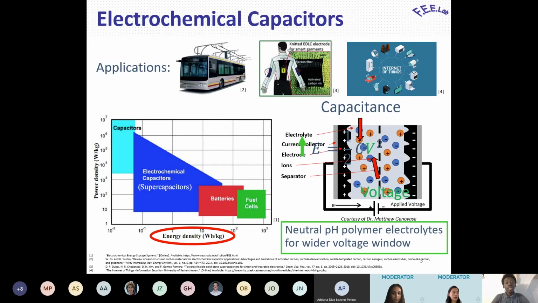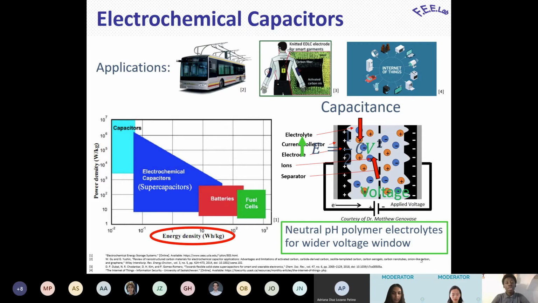So to start, I'd like to show you all a Ragone plot, which is a plot of the landscape of energy storage devices. As we can see, electrochemical capacitors are devices with large power density. The components of them include the electrolyte, current collector, electrode, and the separator. This animation shows what the charging process looks like.